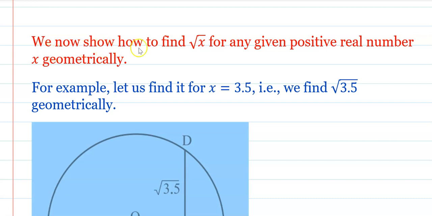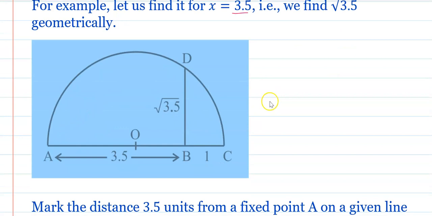Next, we now show how to find root x for any given positive real number x geometrically. How to find it? I will explain. For example, let us find it for x equal to 3.5 units, that is, we find the root of 3.5. You can take 3.5 centimeters. We will take 3.5 centimeters geometrically.